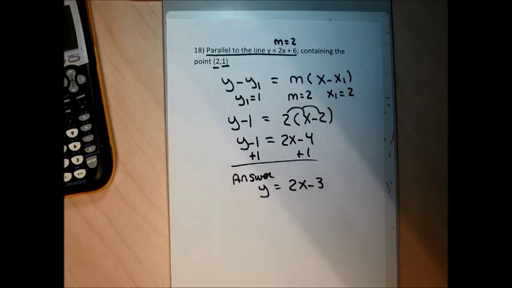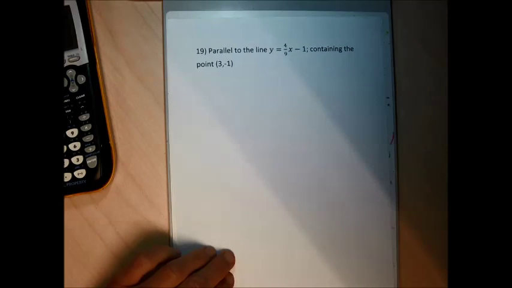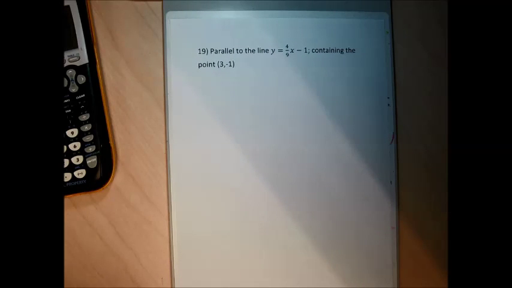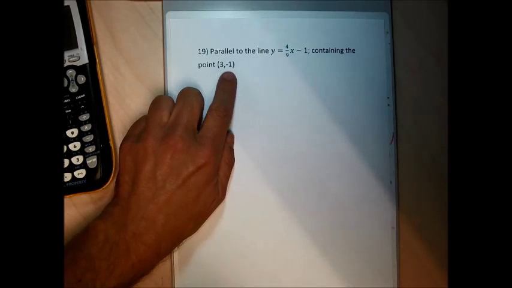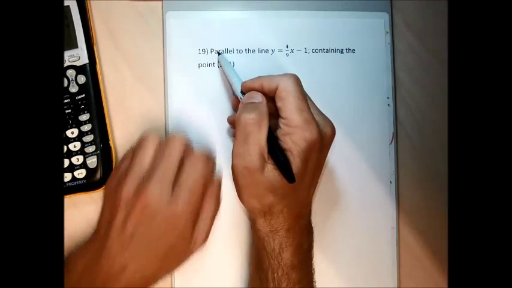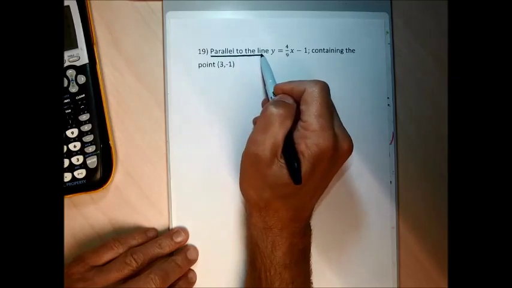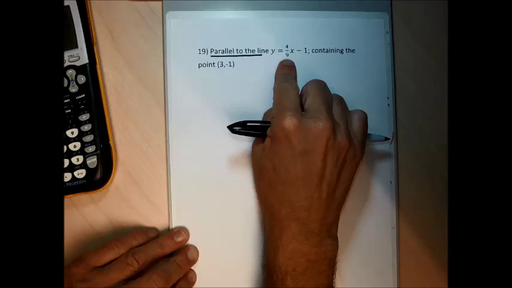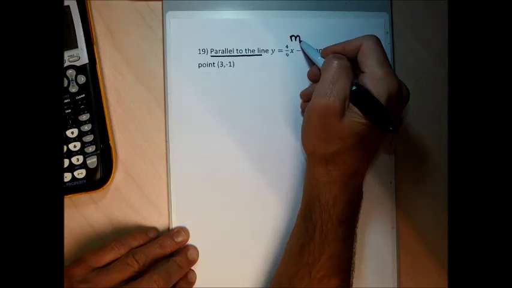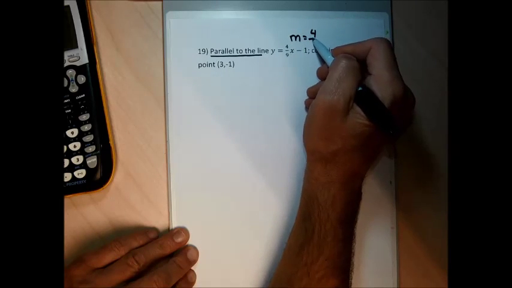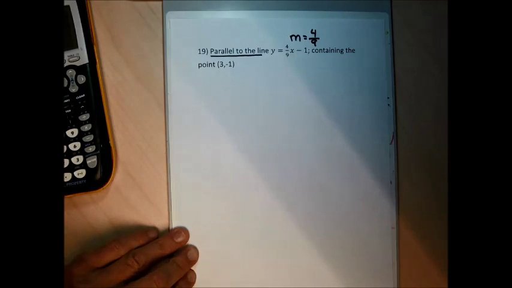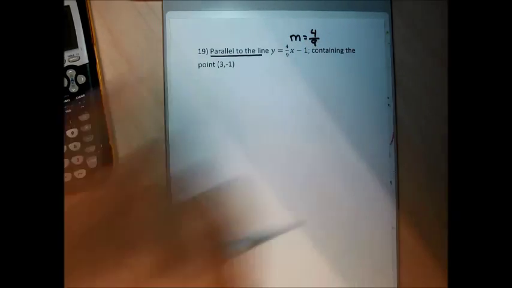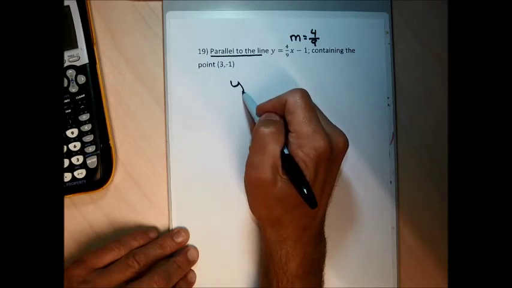I think I'll do one more and then I'll make a part 2 to this video, which is kind of the circle-y part and the word problems. So 19, I have the x1 and the y1, that's the point. I'm told I'm finding an equation of a parallel line. Just like in 18, the slope of the given line is the number in front of the x. The slope of the given line is 4/9. Because my line is parallel, I'm going to steal that slope because my slope is going to be the same. Parallel lines have equal slopes.